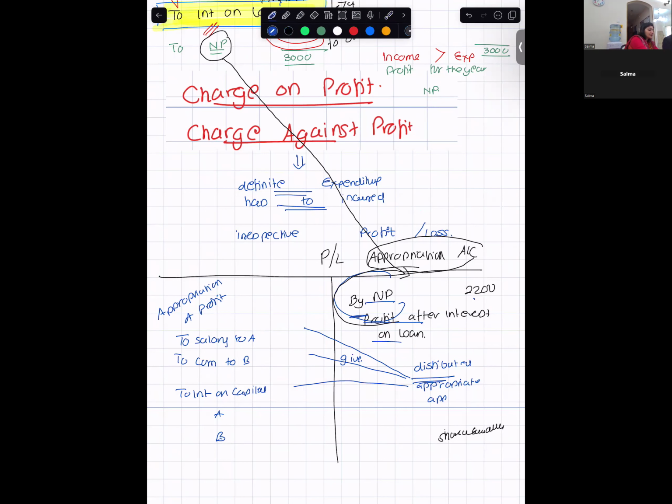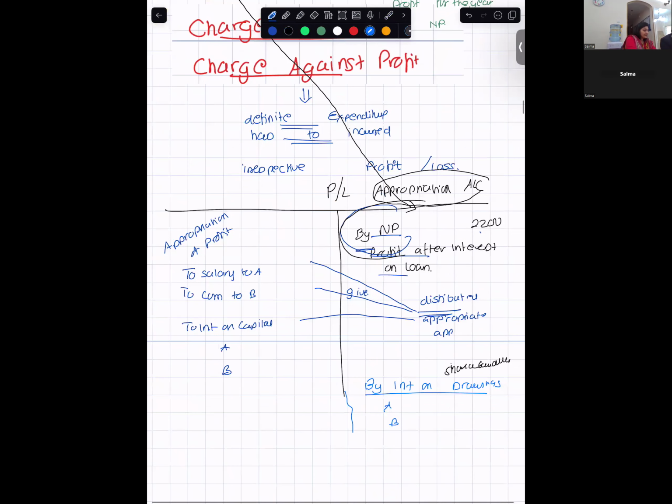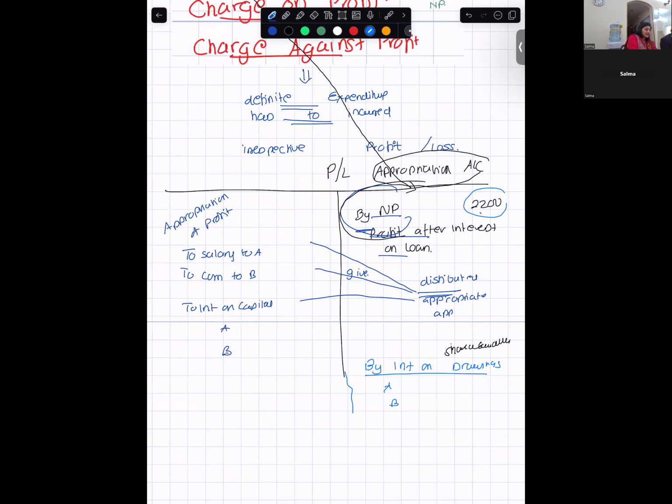Say if you have interest on drawings, where will you write? On the credit side, because interest on drawings is income for the firm. So it will increase the amount available for appropriation. Interest on drawings for A and B was 100 and 100, so this became 200. And then give me the total of the credit side.